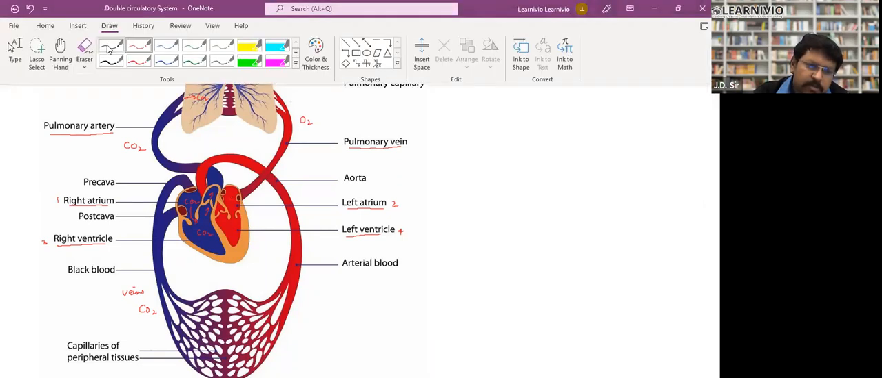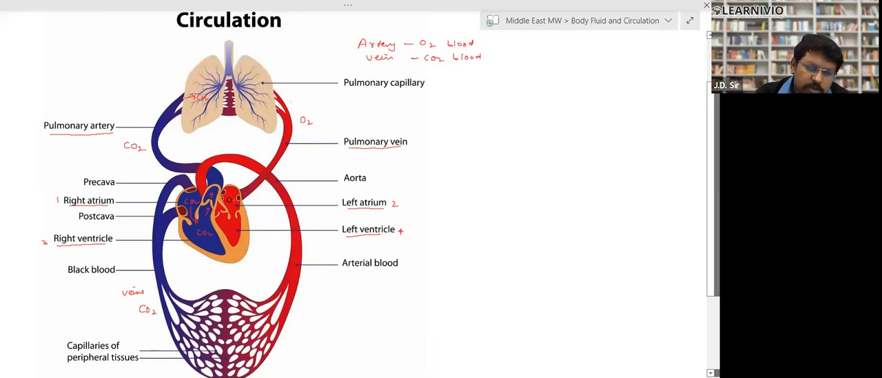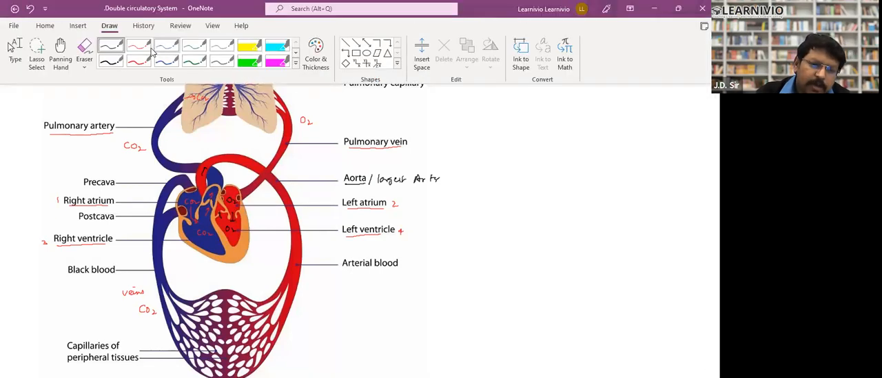Oxygenated blood comes to the left atrium. From the left atrium, it comes to the left ventricle, and then the blood goes out with the help of this pipeline, which is called the aorta. Aorta is the largest artery. Now here the blood is taking two circles.